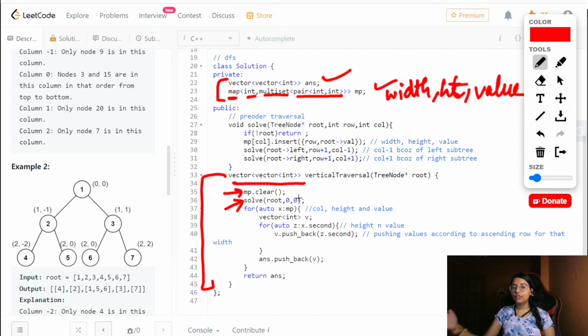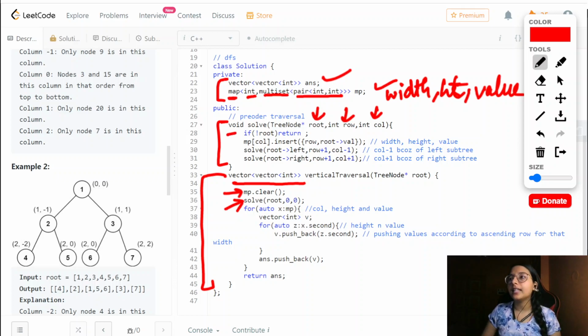Then we are calling our solve function. In this solve function, we are passing our root, then row and then column, because these are the things which we are being given. We will be tracking, and according to our root only we will be getting our value. So the first thing is, we are doing a pre-order traversal, that is, we are first processing the root.